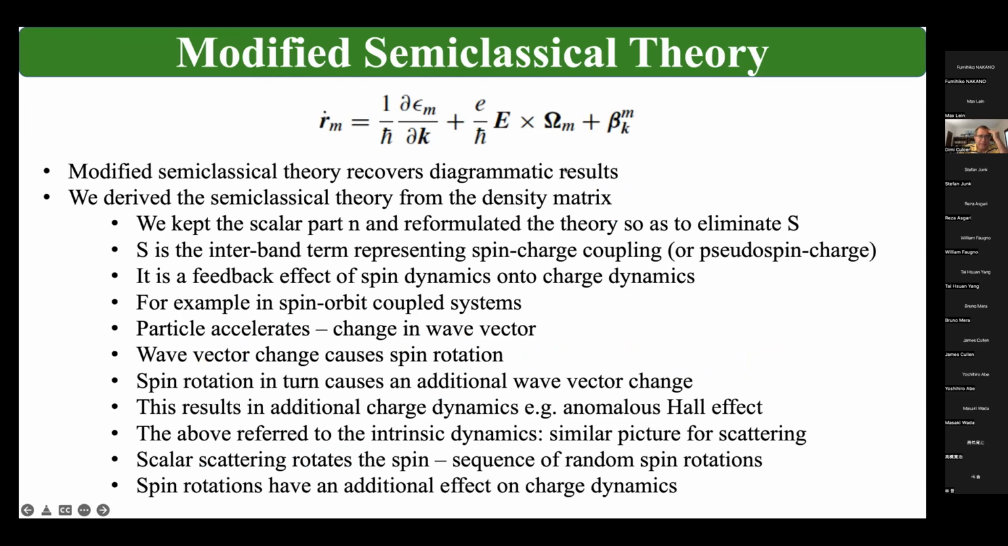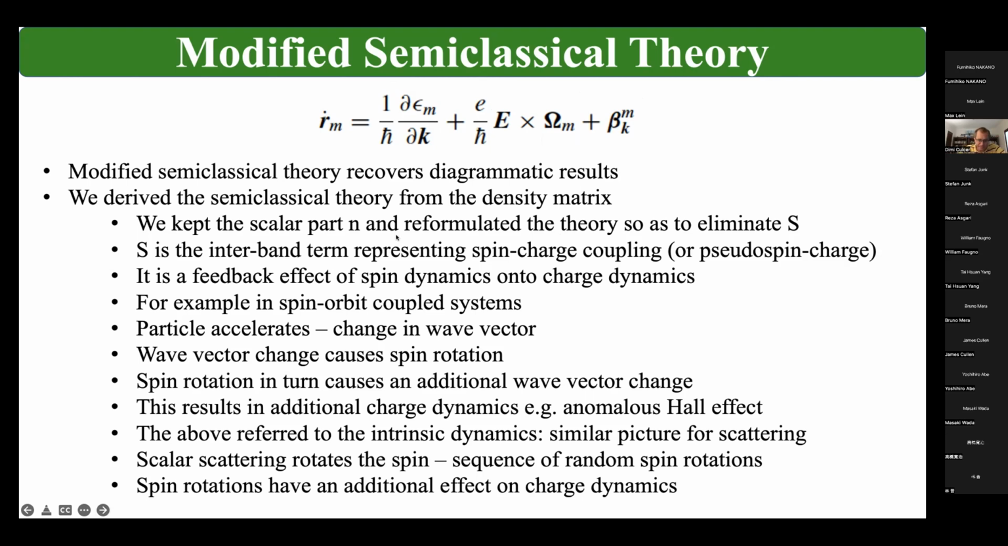So ultimately what we did is we kept the scalar part, to get the semi-classical dynamics, the carrier dynamics. We kept the scalar parts and reformulated the density matrix theory in such a way as to get rid of the interband part. We took the interband part and expressed it in terms of single band quantities. The intrinsic part gives the Berry curvature, the extrinsic part gives this extrinsic velocity.